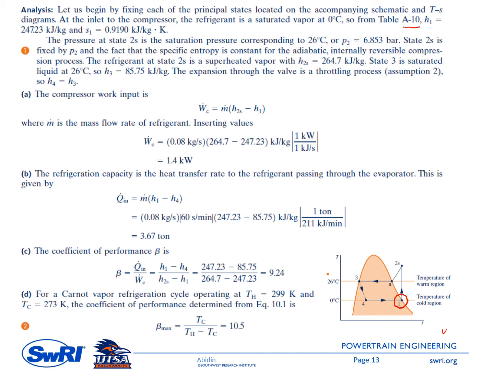So T1 equals 0 degrees C. From the temperature table, look at the Hg, Hg at 0 degrees C. Then you will get H1 equals Hg of 247.23 kilojoule per kilogram. And then you also need the entropy at state 1 to help us determine the properties at state 2s. So S1 equals 0.919 kilojoule per kilogram Kelvin.